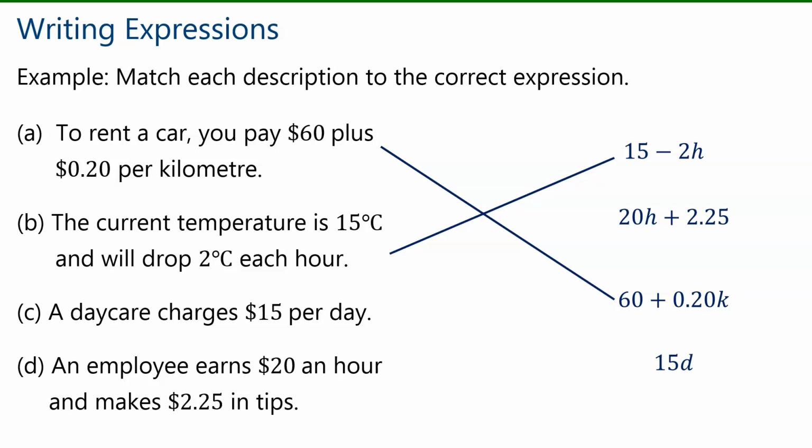Now C says a daycare charges $15 per day. So to create an expression from that, I would just multiply however many days there were by 15. So that would be this expression. And lastly, an employee earns $20 an hour and makes $2.25 in tips. So $20 an hour means you multiply however many hours you worked by 20, and then you can add on your tips after that, matching with this expression here.